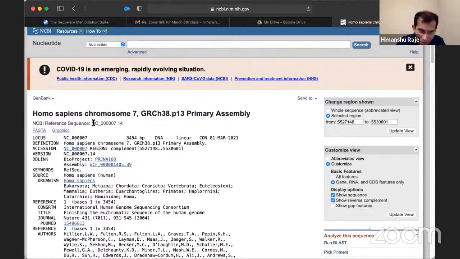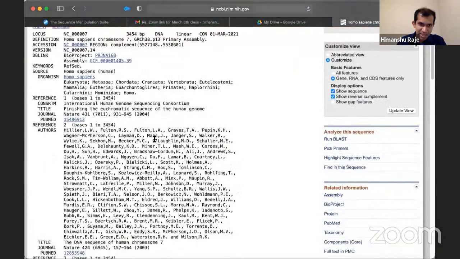This number, though, is a unique database ID for human actin gene. So if you are a researcher working on this gene, you better note down this ID so that you can refer to this same gene sequence in future. You can almost just put this number in the search window and you will be coming directly to this page. This also tells you how long the nucleotide sequence is. So about 3,454 base pairs. So about 3,400 base pairs. It's a linear DNA. Keep scrolling down.